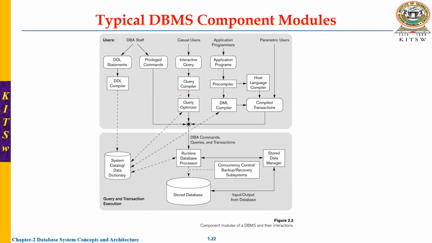So typically, these are the DBMS components. This is the DBA staff, casual users, application programmers, and parametric users, and all will get the data from the stored database. These are the intermediary levels. We will, of course, discuss this in further videos in detail.